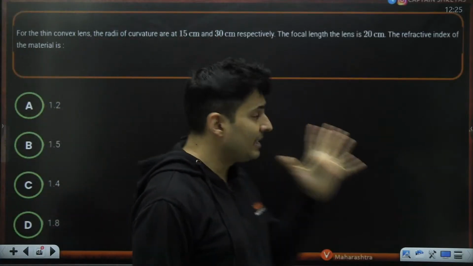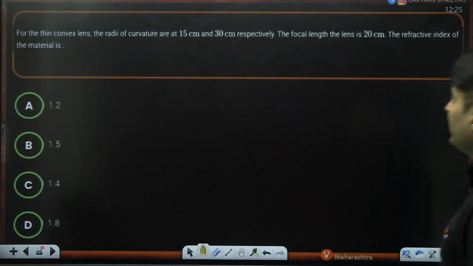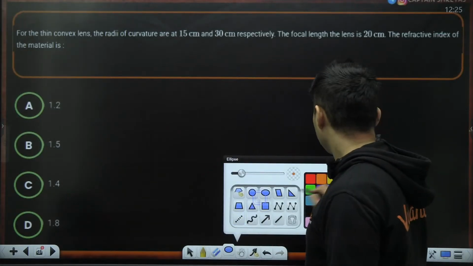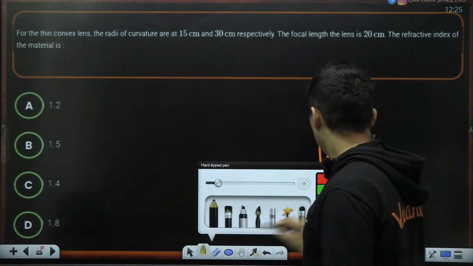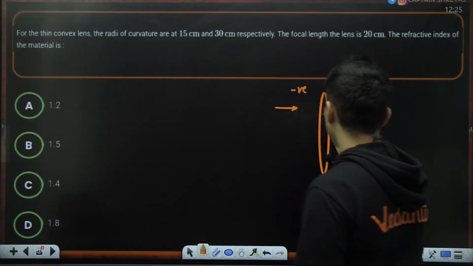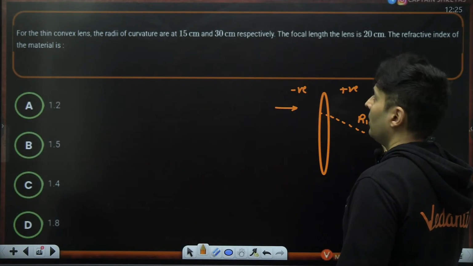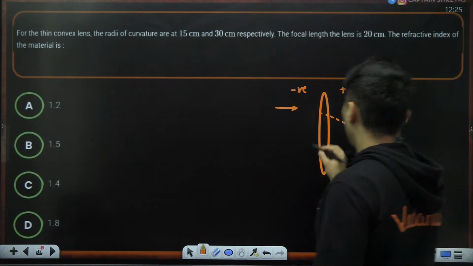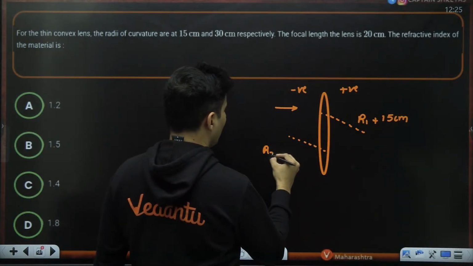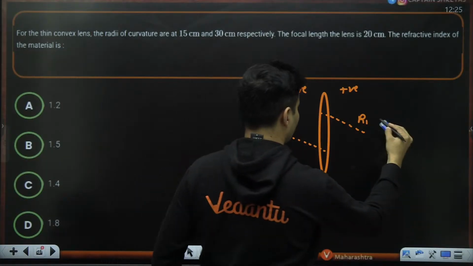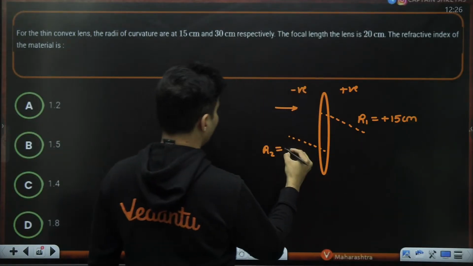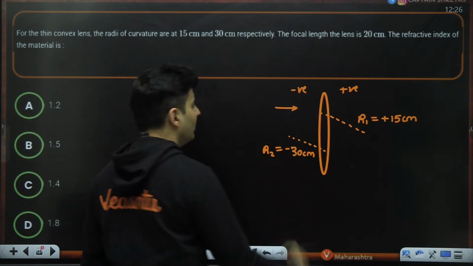For the thin convex lens, the radii of curvature are 15 and 30, the focal length is 20, and the refractive index of the material is what? Let's imagine a thin convex lens. Of course, if the light is coming from here, this will be the positive side, this will be the negative side. This is the first surface, so R1 will be plus 15 centimeters. And this will be the second surface, on the negative side, so R2 will be minus 30 centimeters.